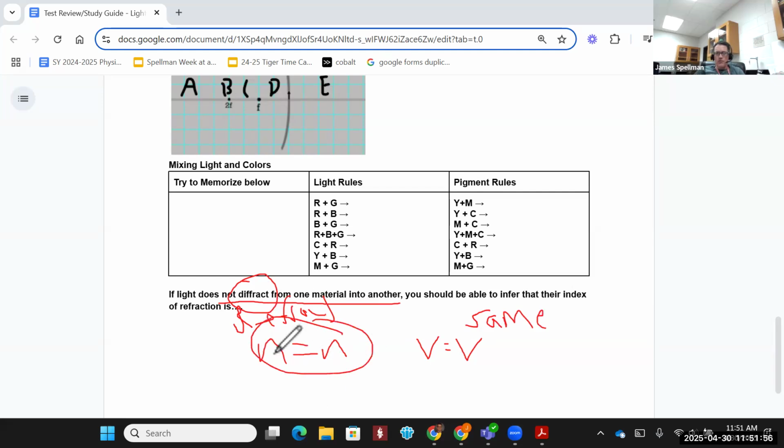Because again, if the n values are different, that means the light's going to change speed. If the light changes speed, then it's going to not diffract. The light is going to refract when it does that.